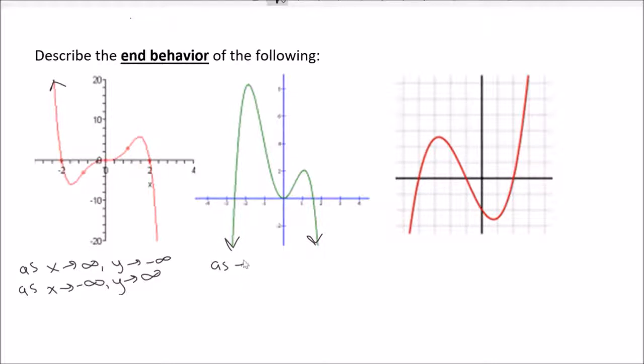As x approaches infinity, y approaches, it's going down on the right, so y approaches negative infinity. And as x approaches negative infinity, y approaches, so going negative infinity on the left, it goes down, so negative infinity. Why don't you try the last one?